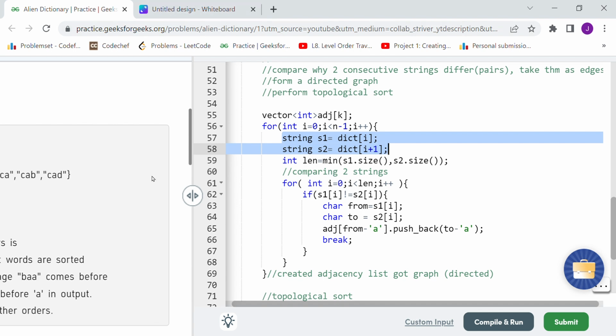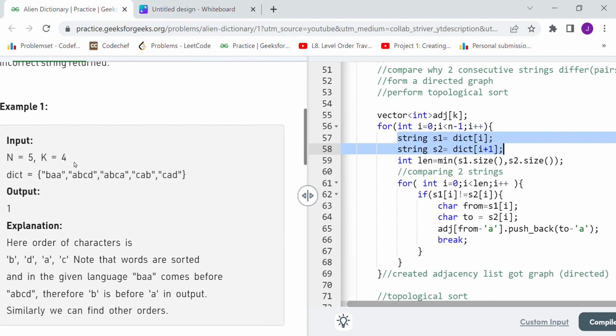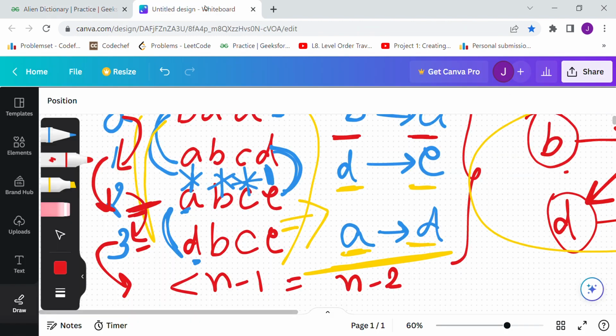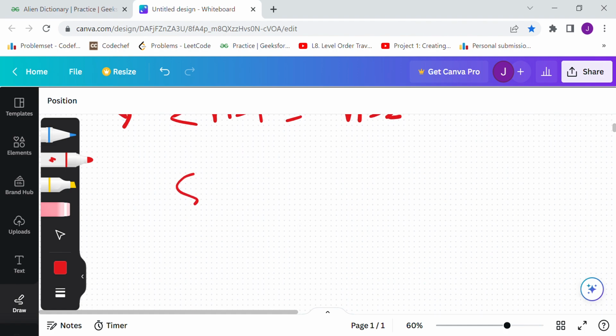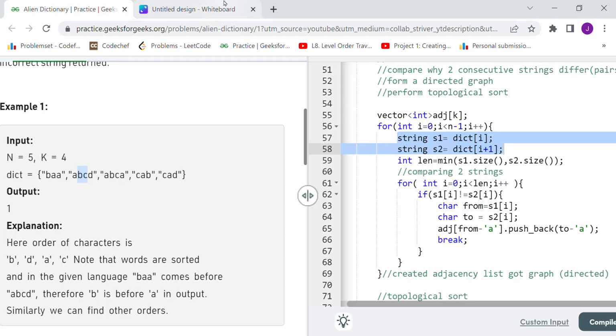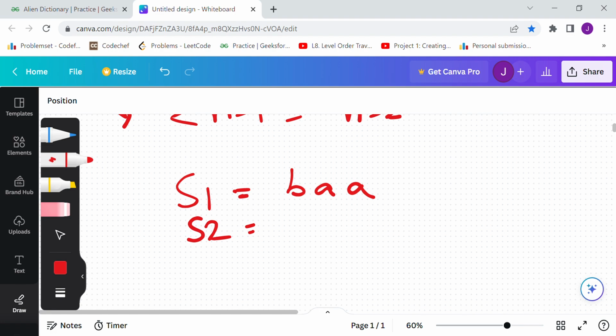That means, for example, in this question, if this is dictionary of I, then this is dictionary of I plus 1. So this is s1, this is s2. What is s1? Can you tell me what is s1? S1 is BAA. S2 is, let's see it once again, ABCD. So S2 is ABCD. So what we will be doing, we will be comparing them, right?